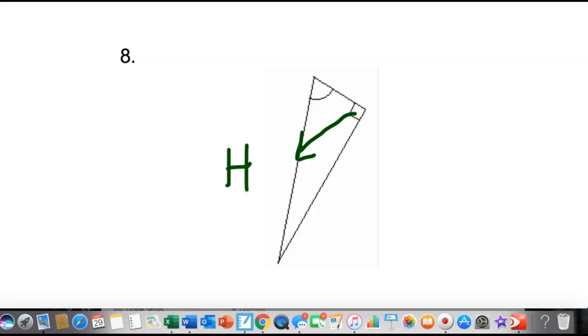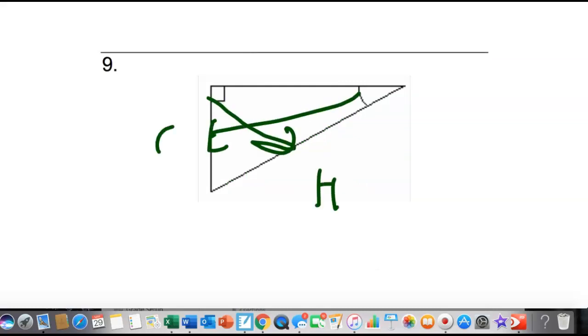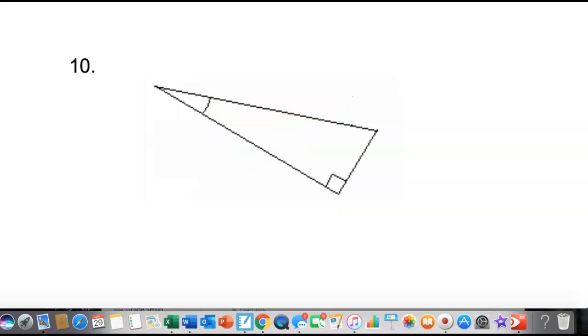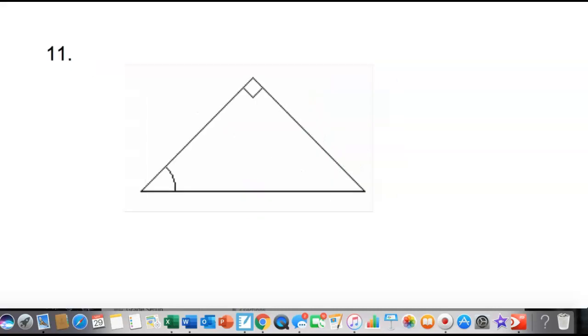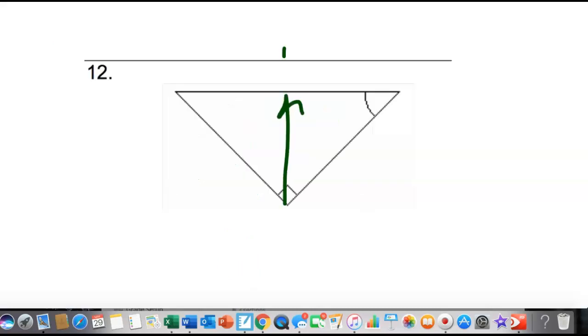Hypotenuse, opposite, adjacent. Hypotenuse, opposite, adjacent. Hypotenuse, opposite, adjacent. Hypotenuse, opposite, adjacent. Hypotenuse, opposite, adjacent.